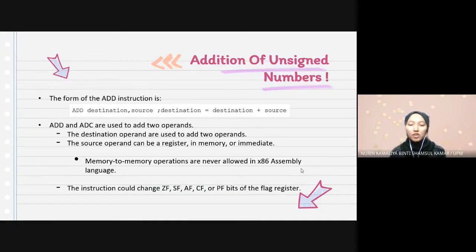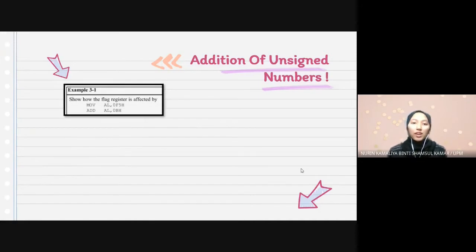The instruction could change the zero flag, sign flag, auxiliary flag, carry flag, or parity bits of the flag register. For example, show how the flag register is affected by MOV AL, 0F5H and ADD AL, 0BH. So the value for AL is 0F5H. With the ADD instruction, it tells you to add 0F5H with 0BH. So the solution is F5 plus 0B equals 100.